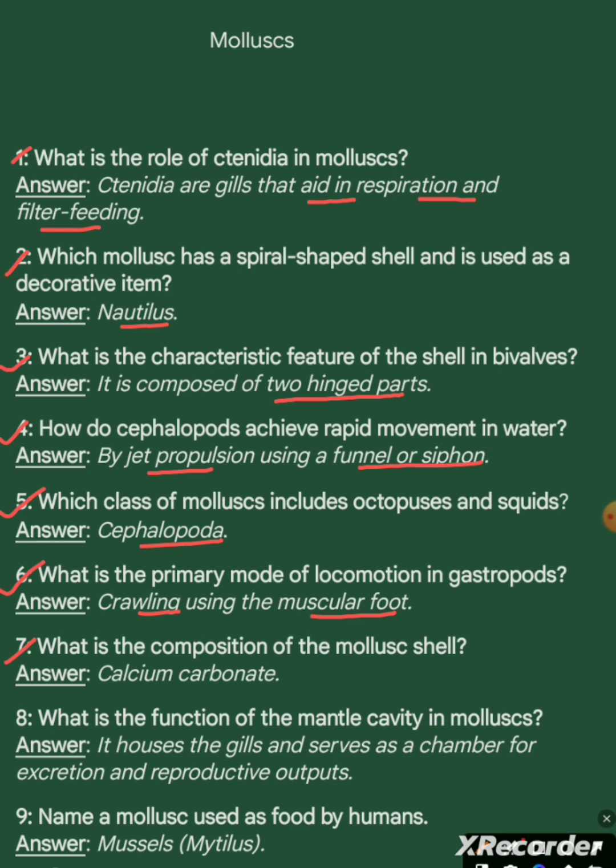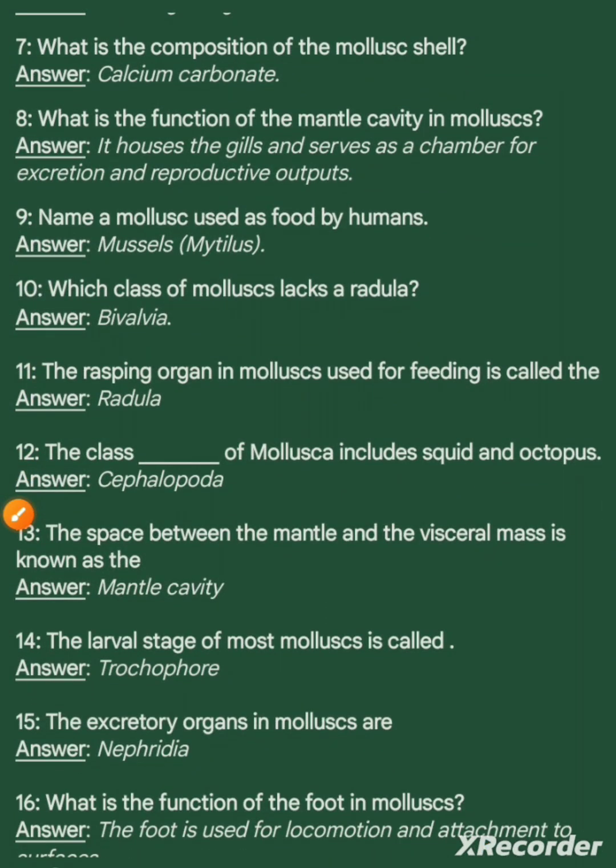Question 7. What is the composition of the mollusk shell? Answer. Calcium carbonate. Question number 8. What is the function of the mantle cavity in mollusks? Answer. It houses the gills and serves as a chamber for excretion and reproductive outputs.